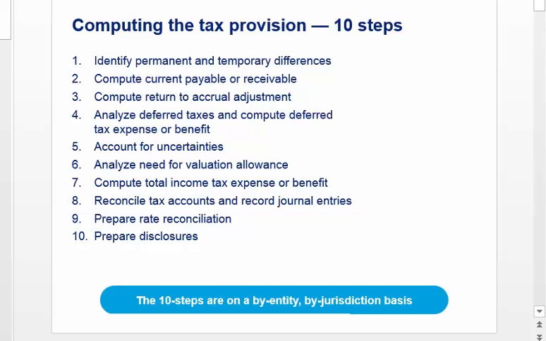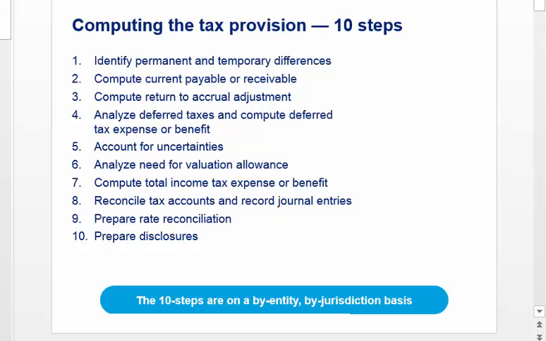And some of this we've actually already talked about, like item 9, prepare a rate reconciliation. I kind of have already had you doing that in a basic way. And tonight, that rate reconciliation part is just repetitive. But you'll see that item 8 is where we'll spend the most time, which is getting your tax accounts right. Okay?